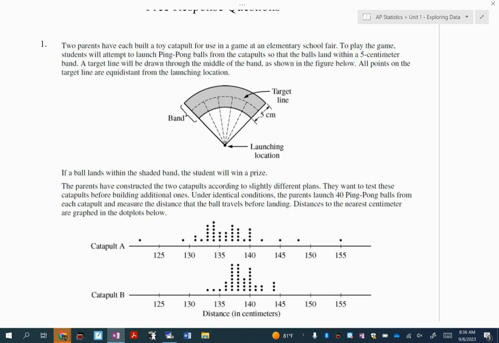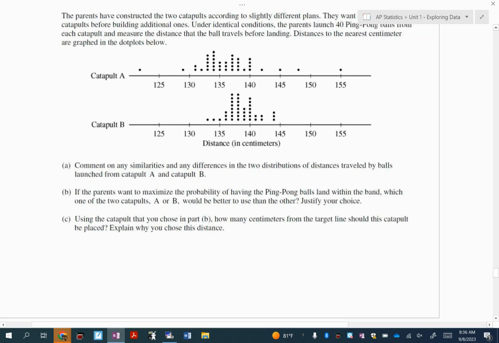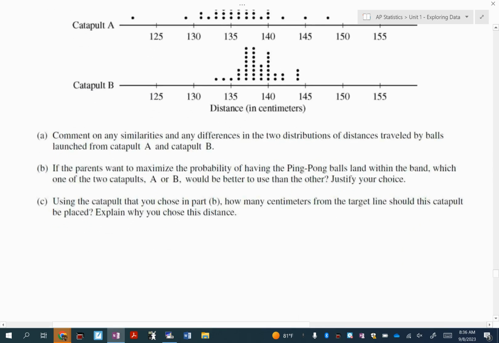Before they roll this out for the whole school fair, they went ahead and launched 40 ping pong balls with each of these catapults. So each has 40, and we want to use these dot plots to help us answer some statistical questions. The first one says, comment on any similarities and any differences in the 2 distributions of the distances traveled by these ping pong balls that are launched by these catapults.